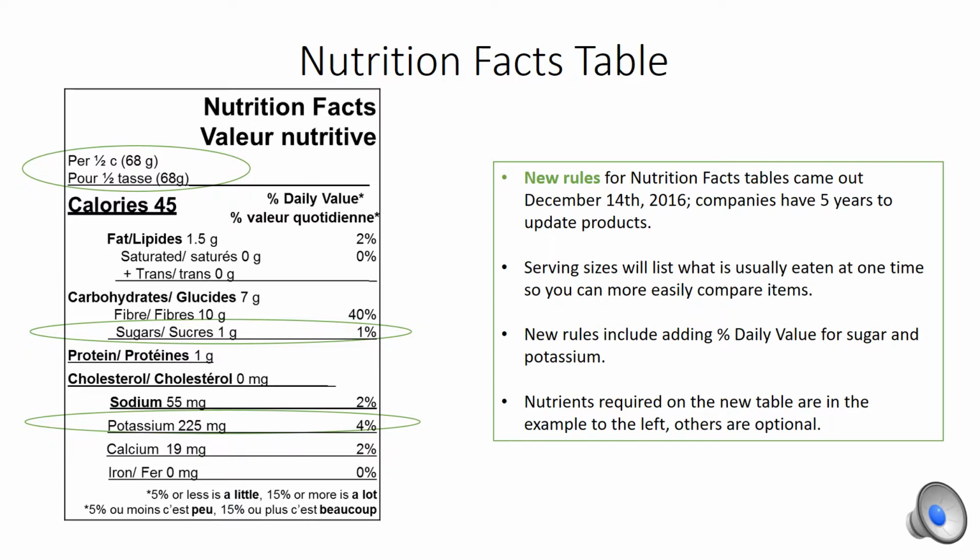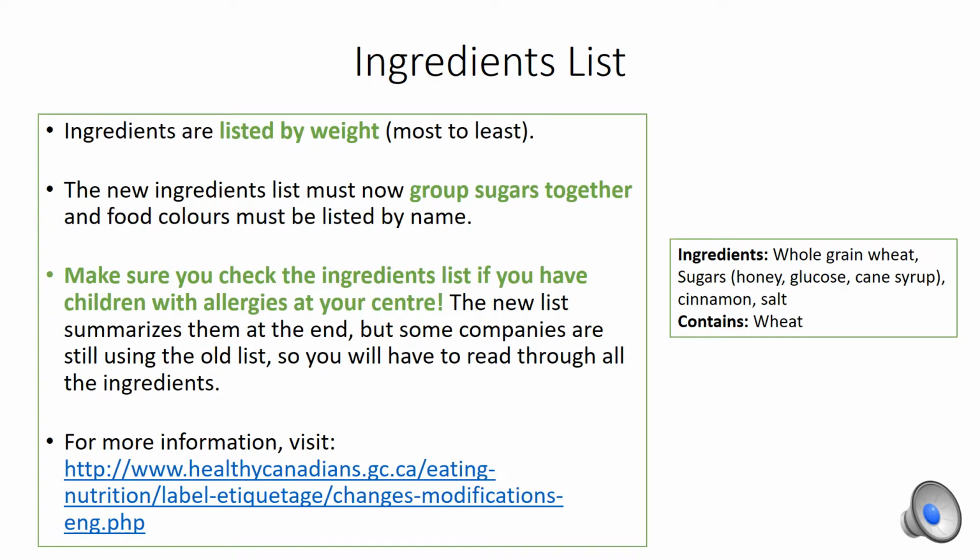Nutrients required on the new table are in the example to the left. All others are optional. For the ingredients list, ingredients are listed by weight from most to least. The new ingredients list must now group sugars together, and food colors must be listed by name. Make sure you check the ingredients list if you have children with allergies at your center. The new list summarizes them at the end, but some companies are still using the old list, so you will have to read through all the ingredients.